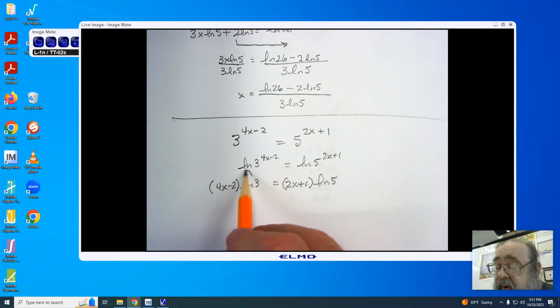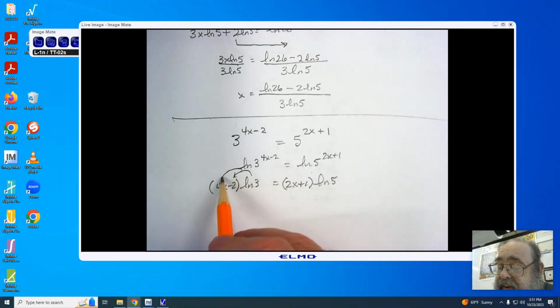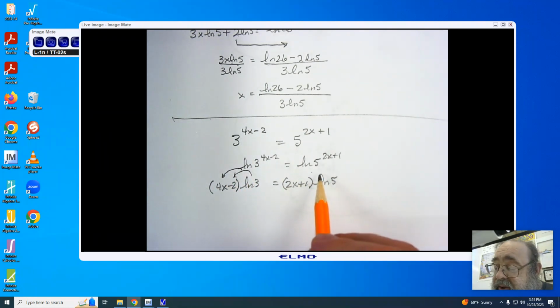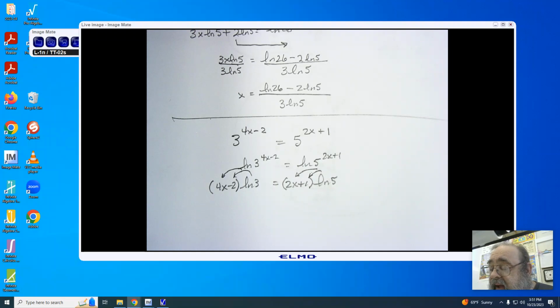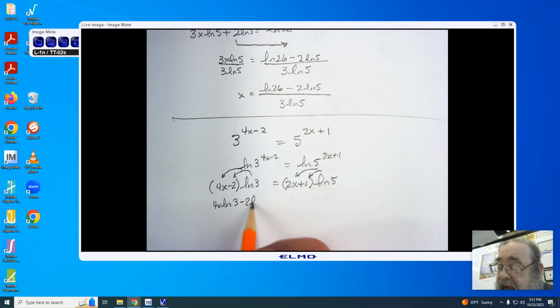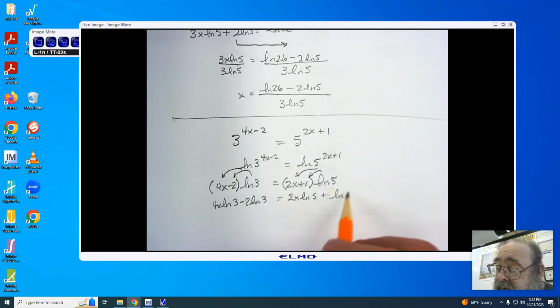I now have to distribute. So the natural log of 3 is being attached to the 4x and the 2, and the 1 and the 2x have natural log of 5. So 4x natural log of 3 minus 2 natural log of 3 is equal to 2x natural log of 5 plus 1 natural log of 5.